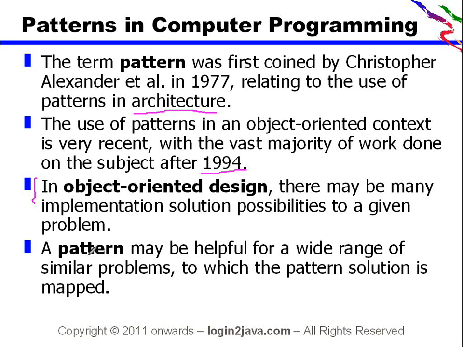But when it comes to object-oriented patterns, there are many things that come with object-oriented: classes, objects, interfaces, inheritance. This makes the thing more like real-world objects or classes. So in object-oriented, there may be many implementation solution possibilities to a given problem. A pattern may be helpful for a wide range of similar problems to which the pattern solution is mapped.